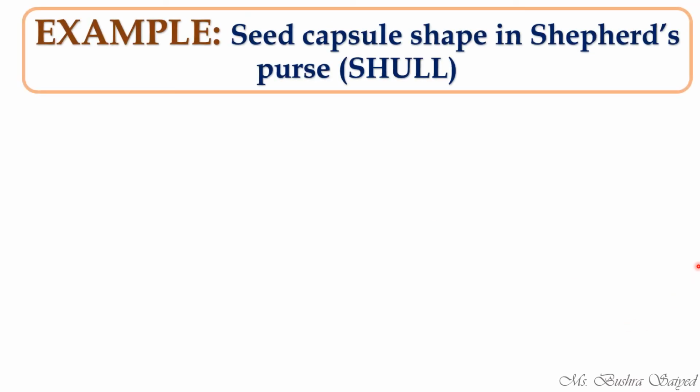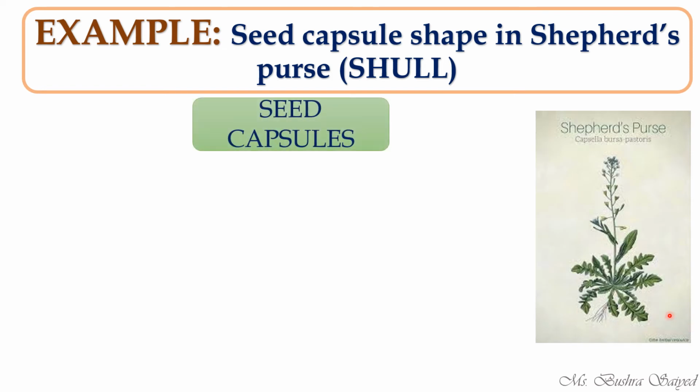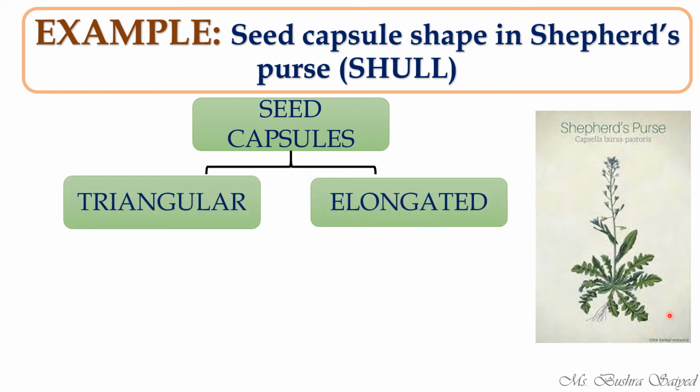So we'll study with the help of one example which is given in your syllabus. Seed capsule shape in shepherd's purse. Shepherd's purse is nothing but a plant. When we talk about the seed capsule, that is the covering of this seed. We can also call it a fruit, right? So, it is of two different shapes. It could be triangular, it could be elongated.